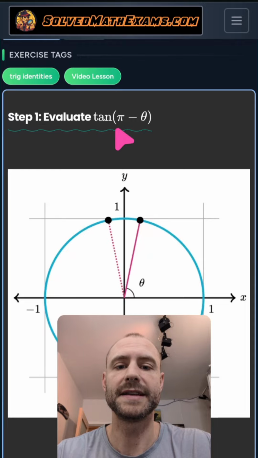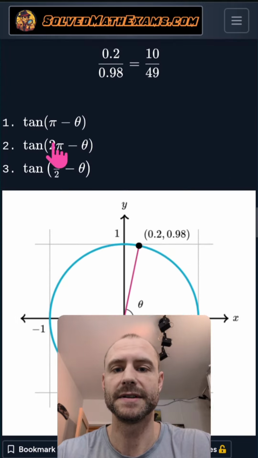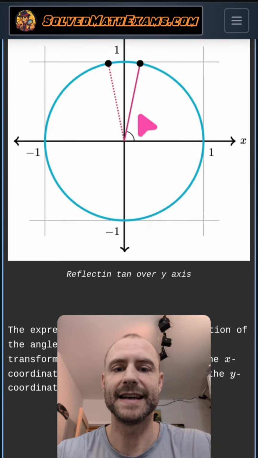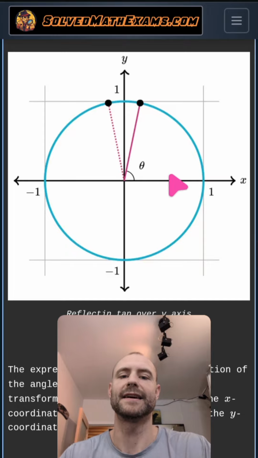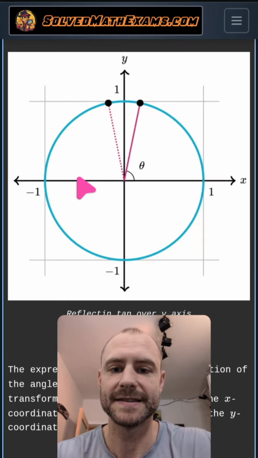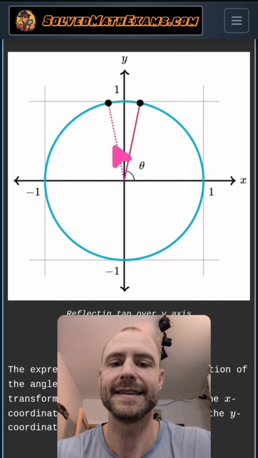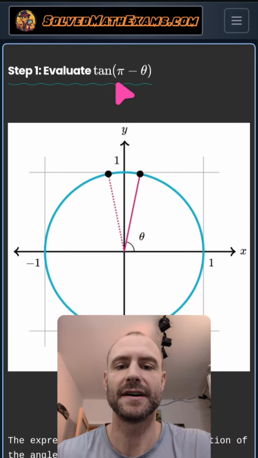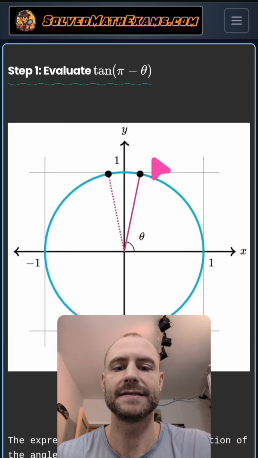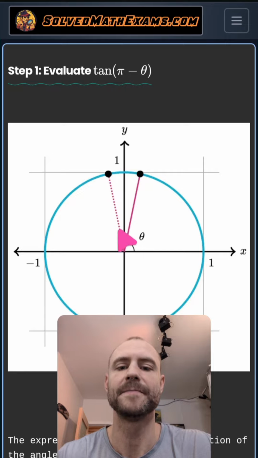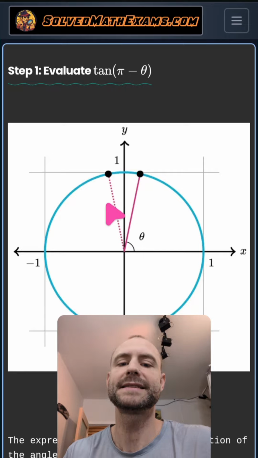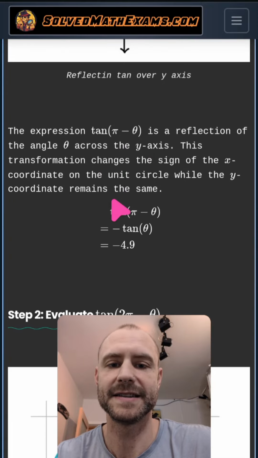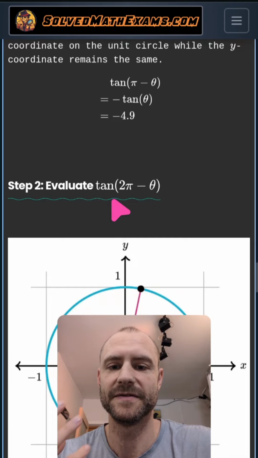So evaluate tangent of pi minus theta. That's the first one. If this is theta here, then pi minus theta gives us this dotted line, because pi goes all the way across to here. That's pi. And then minus theta gives us that final ray there. So when we say tangent of pi minus theta, in this instance, what we mean is the slope of this line here. And as you can see, because it's got the same steepness as this line, it's just the negative. All the calculations are here. Everything you need is here. I'm going to let you see through that. I want to go through the fun stuff, which is visualizing things.